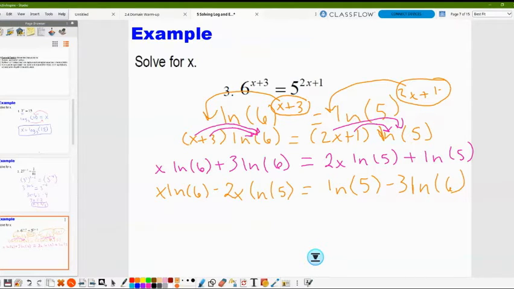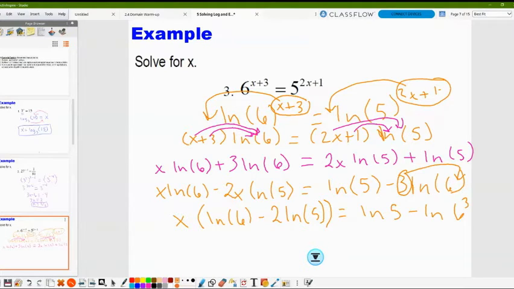Okay, once every term on this left side has an x, we can isolate the x by factoring it out. That'll leave me the natural log of 6 in the first term minus 2 natural log of 5 in the second term. That equals, on this other side, I'm going to bring that coefficient up as an exponent. So that's going to be the natural log of 5 minus the natural log of 6 cubed.